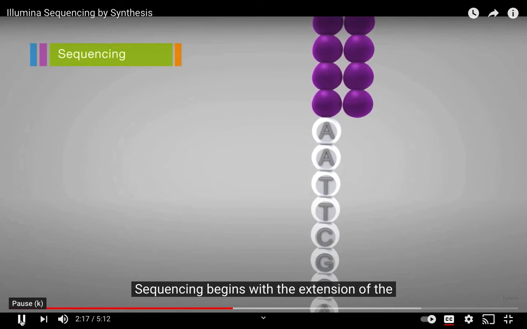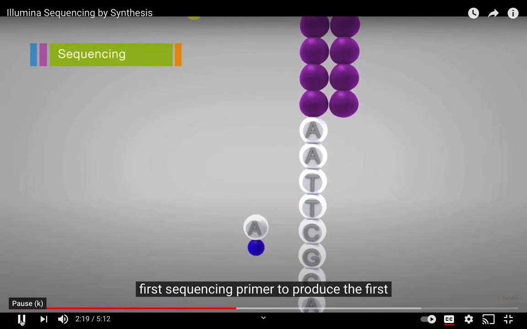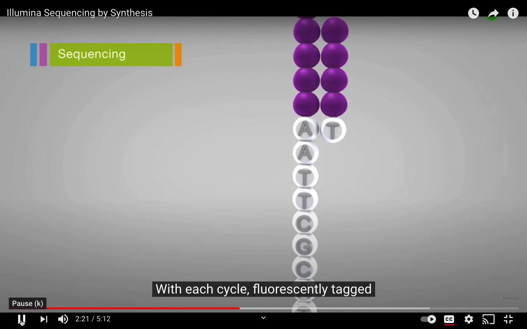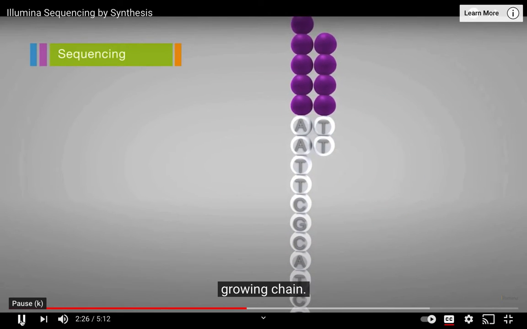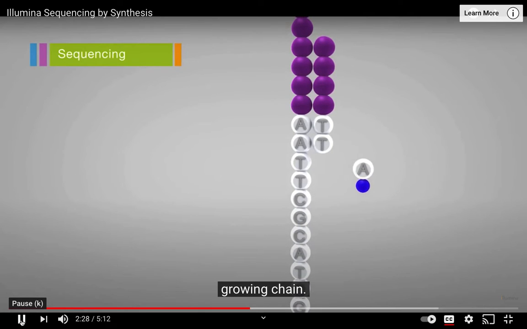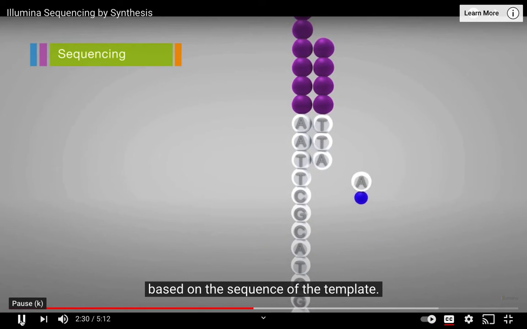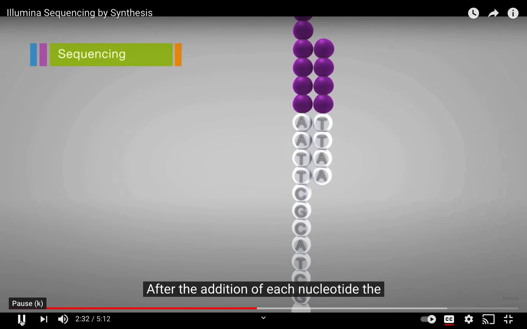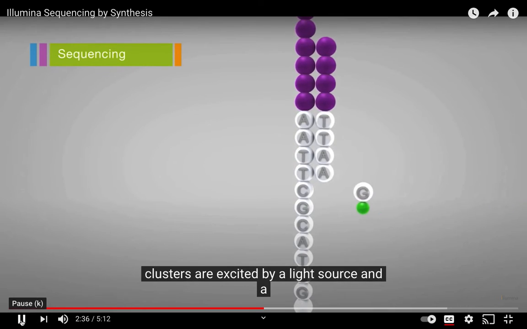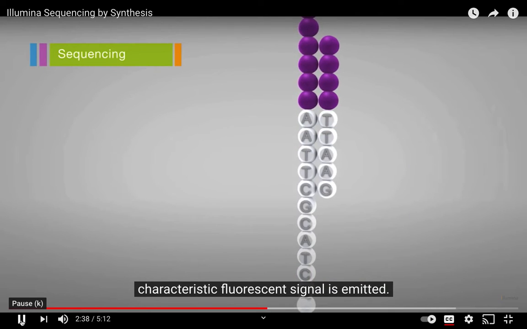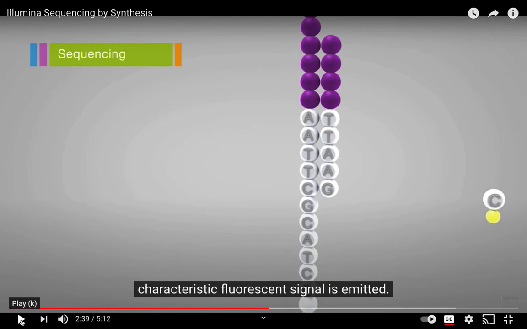Sequencing begins with the extension of the first sequencing primer to produce the first read. With each cycle, fluorescently tagged nucleotides compete for addition to the growing chain. Only one is incorporated based on the sequence of the template. After the addition of each nucleotide, the clusters are excited by a light source, and a characteristic fluorescent signal is emitted.